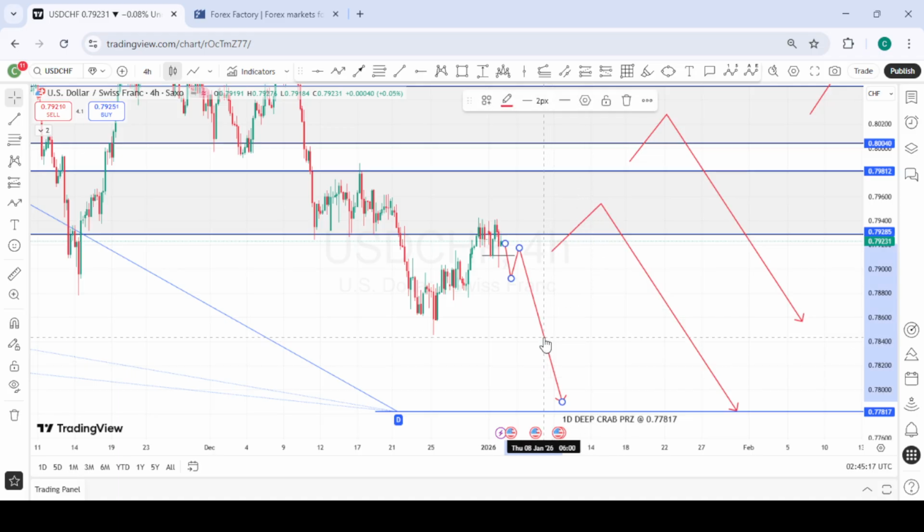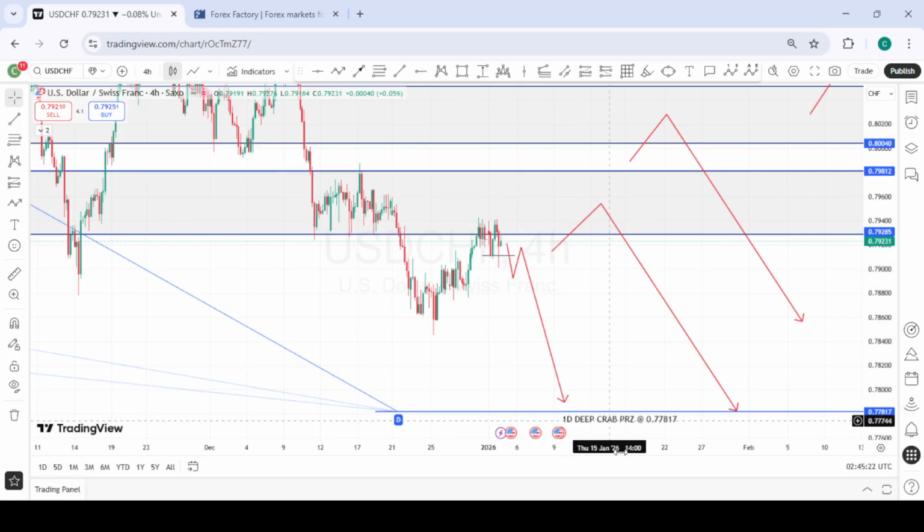So we're looking out for a deeper pullback into the zone before price falls to the deep crab PRZ we have been looking out for for a very long time.